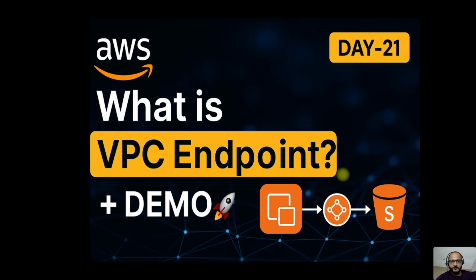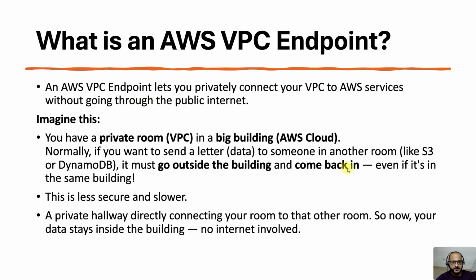So on day 18 of the AWS series, today we are going to discuss VPC endpoints, and we will also see a live demonstration. So let's first understand what a VPC endpoint is. In AWS, VPC endpoints let you privately connect your VPC to AWS services without going through the public internet.